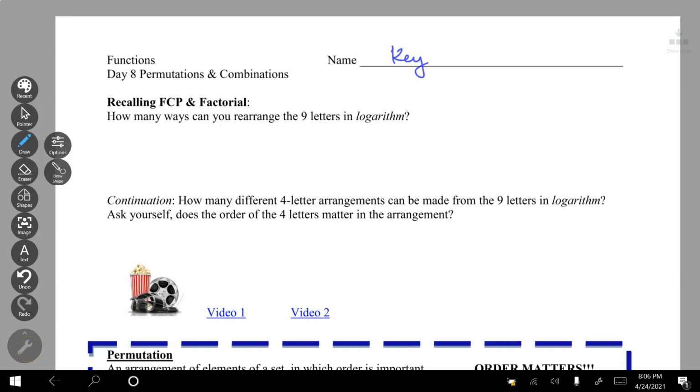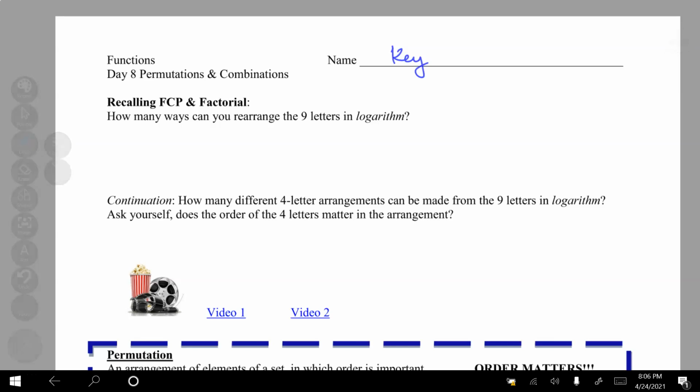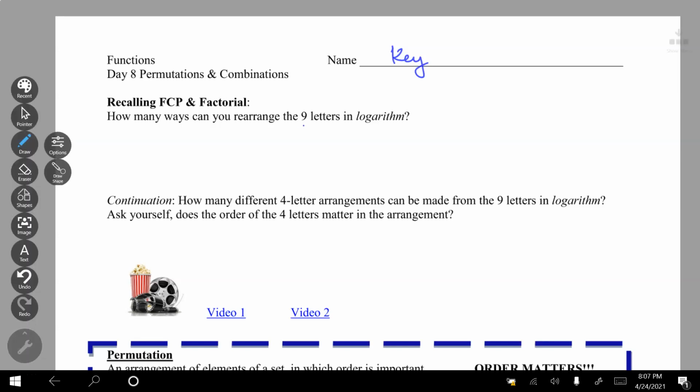So today we're going to learn on day 8 the idea of permutations and combinations. They're not the same thing. They have little differences. So let's talk about what we did yesterday. How can I rearrange the 9 letters in the logarithm?